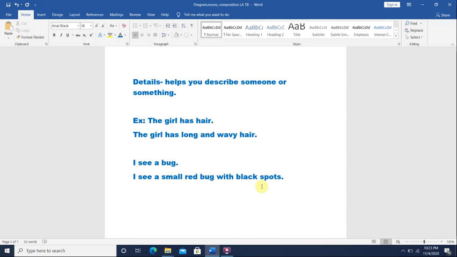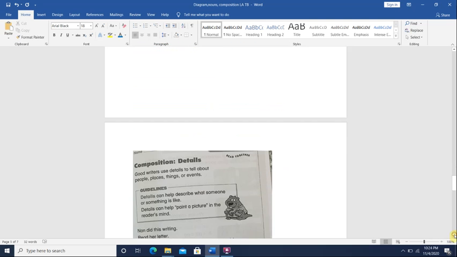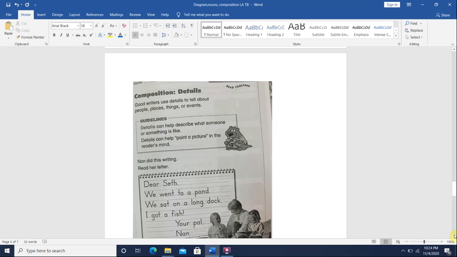Okay, so here we know that when you think about bugs, it can be a cockroach, it can be a fly, it can be a bee, it can be a spider. But when I say I see a small red bug with black spots, it helps the reader to imagine or to understand what the bug looks like or what bug it can be. All right, so again, details. Writers use details to help the readers picture what the writer wants to say.